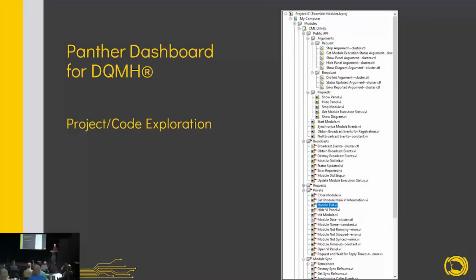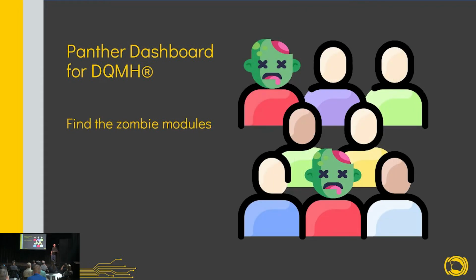So once I learned, all the VIs available to the end user are located in the public API folder. But this was something confusing me at first. This is a problem. And the third, the find zombie modules. Sometimes you have a project with several modules running, and you stop the application and it sucks. There are zombies there.